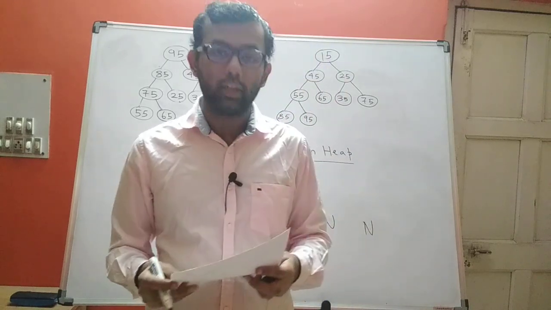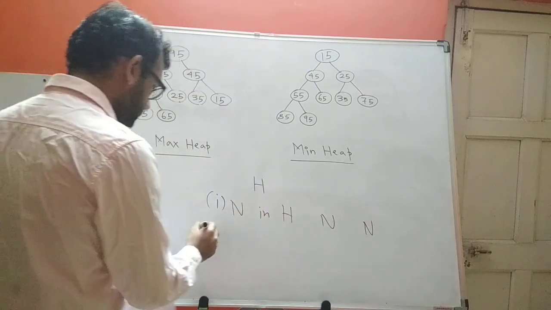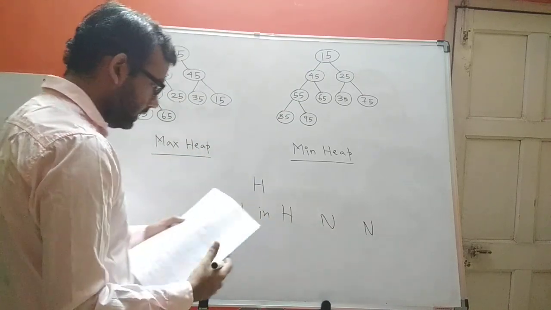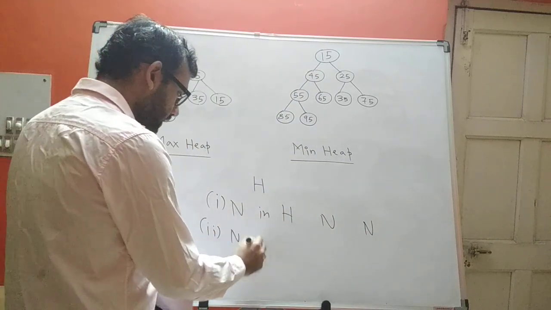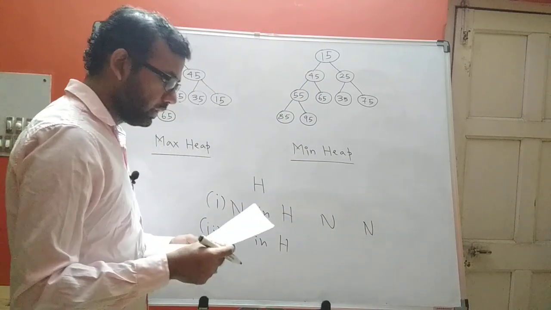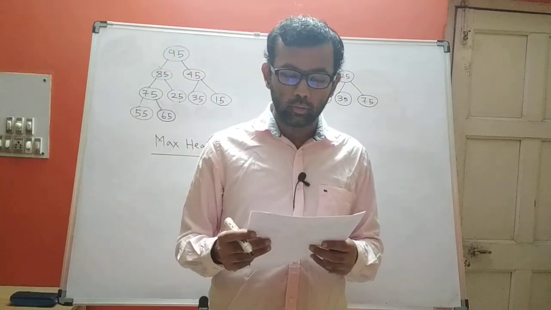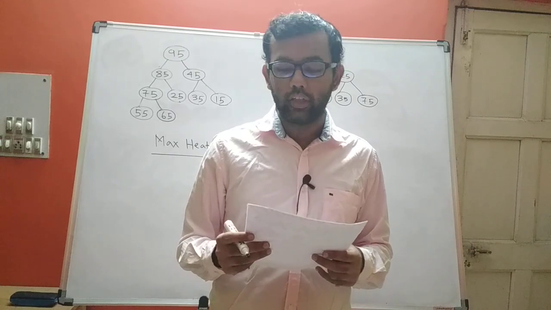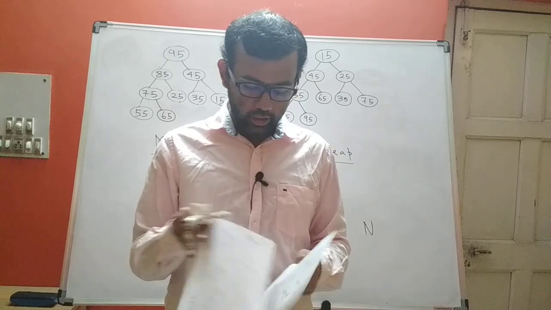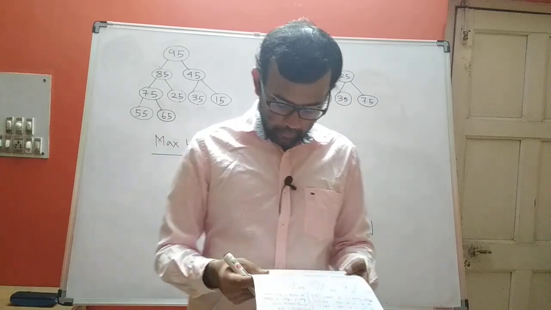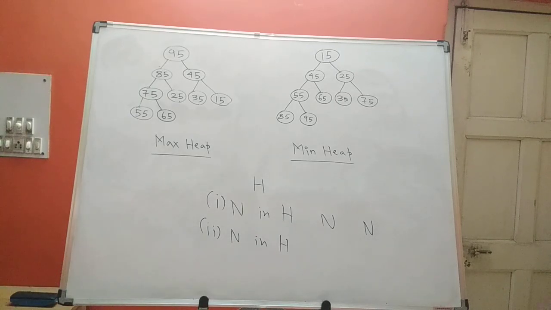Such a heap tree is called a max heap. And property number 2: for each node n in H, the value at n is lesser than or equal to the value of each of the children of n. Such a heap tree is called a min heap. So I hope you have noted down the definition.